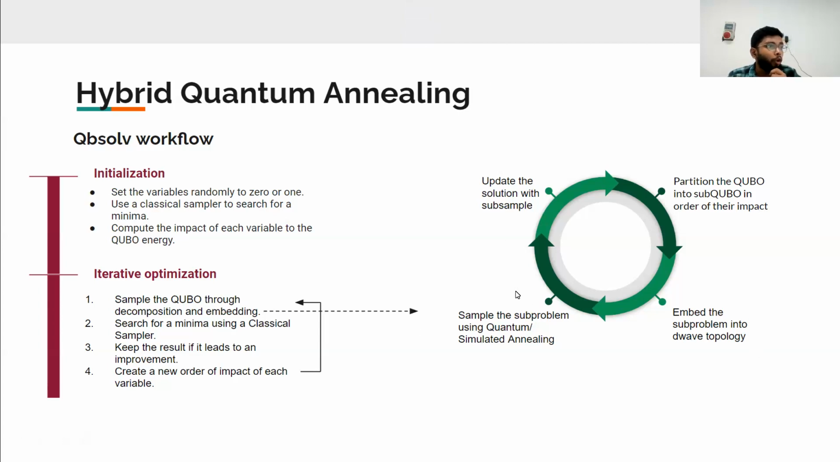And then after we have got a solution, we will search for a minima using a classical sampler, and then we will check if the result leads to an improvement. And then we will create a new order of the impact of each variable, and then we will keep on doing this iteration many times until it leads to convergence.